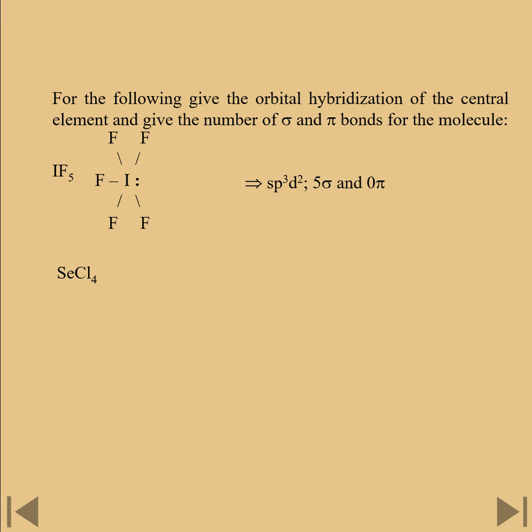Okay, for selenium tetrachloride. Selenium's the central element. Need to break open one of those non-bonding pairs of electrons to accommodate the 4 chlorines. This time I'll double check: 1, 2, 3, 4, 5. Yep, 5 regions of electrons. So s and p and p and p and 1 d for sp3d. And those 4 single bonds mean 4 sigmas.